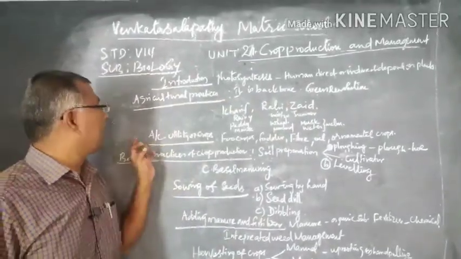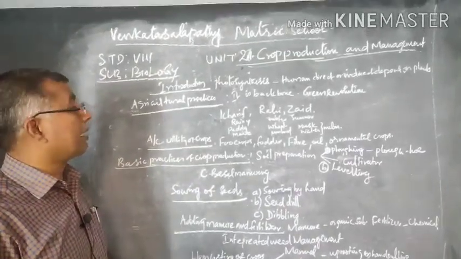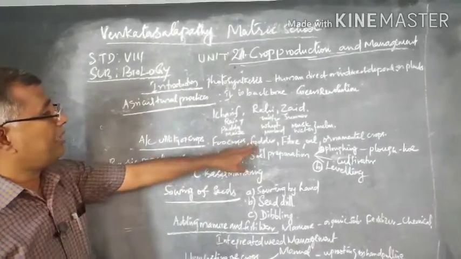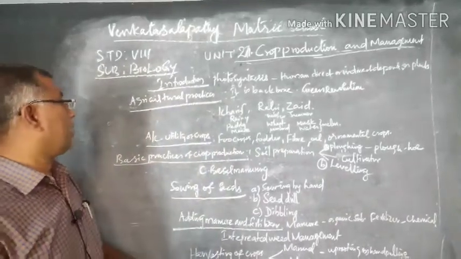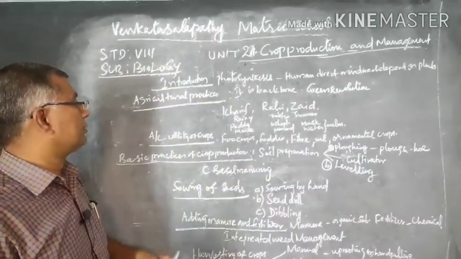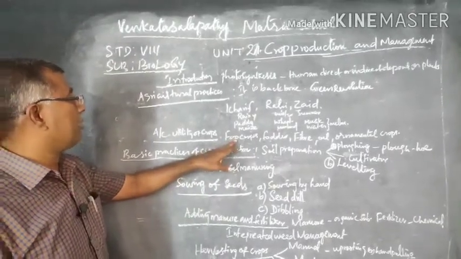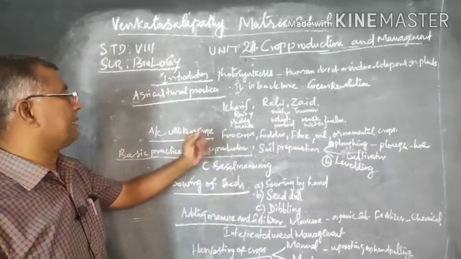Understand? According to the utility of crops, the crops are divided into types: food crops, fodder crops, fiber crops, oil crops and ornamental crops. What are called food crops? These are only for human consumption. Example, wheat, paddy, maize, etc.